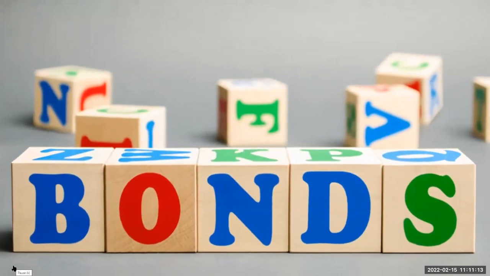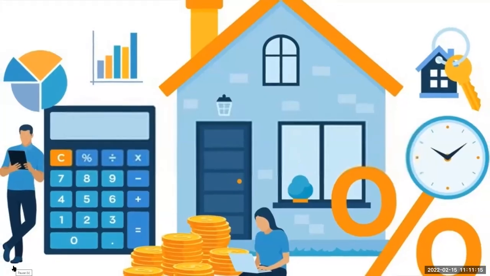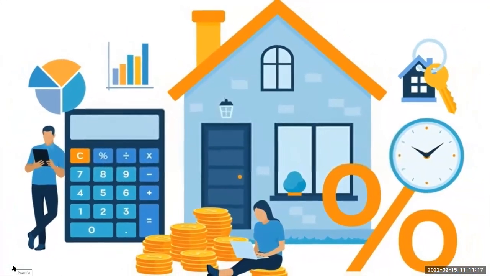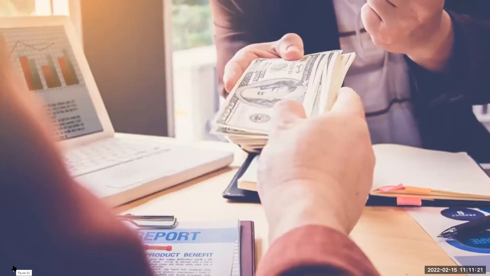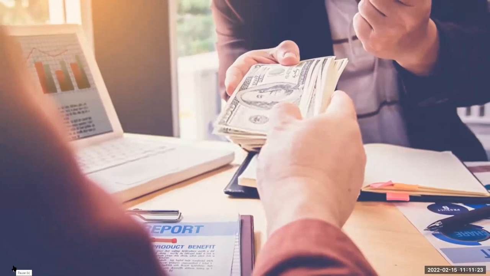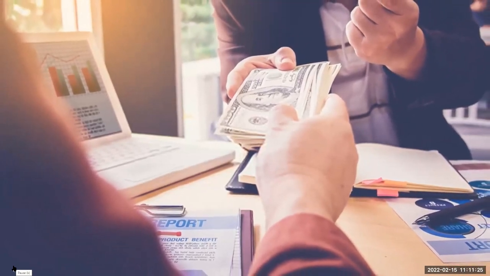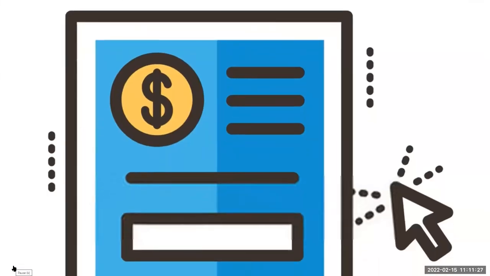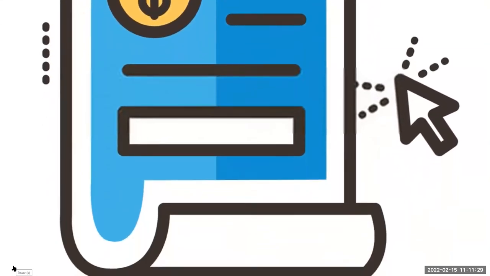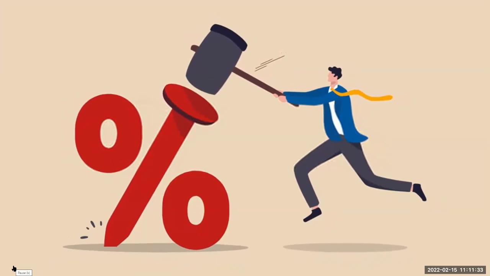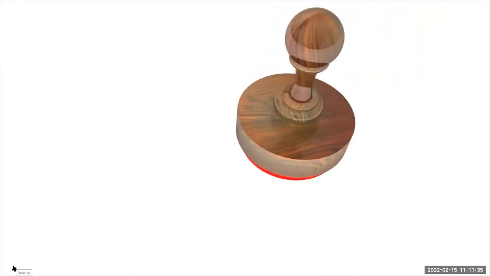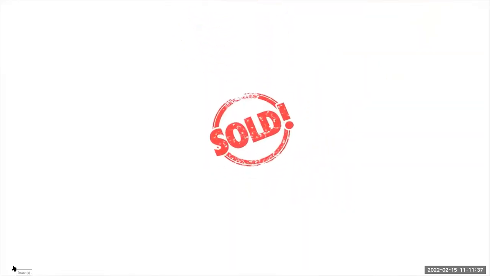Bonds. Let's start with bonds. The easiest way to define a bond is through the concept of a loan. When you invest in bonds, you are essentially loaning your money to a company, corporation, or government of your choosing. That institution, in turn, will give you a receipt for your loan, along with a promise of interest in the form of a bond. Bonds are bought and sold in the open market.